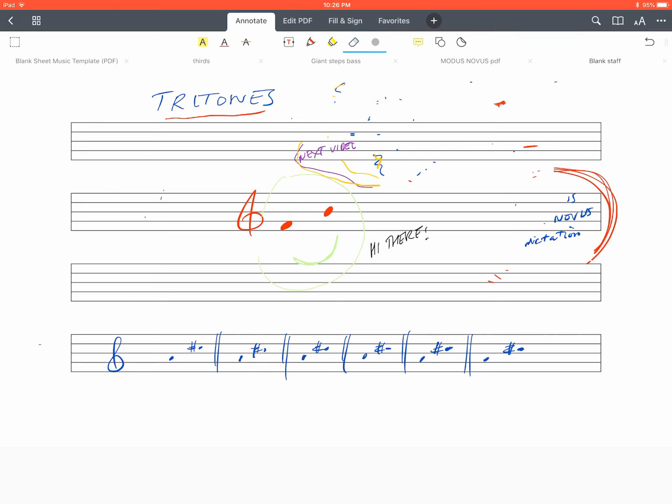Trying out a new setup so I can give you slightly better audio and we can actually listen to things together on this. So here is our friend, the tritone.